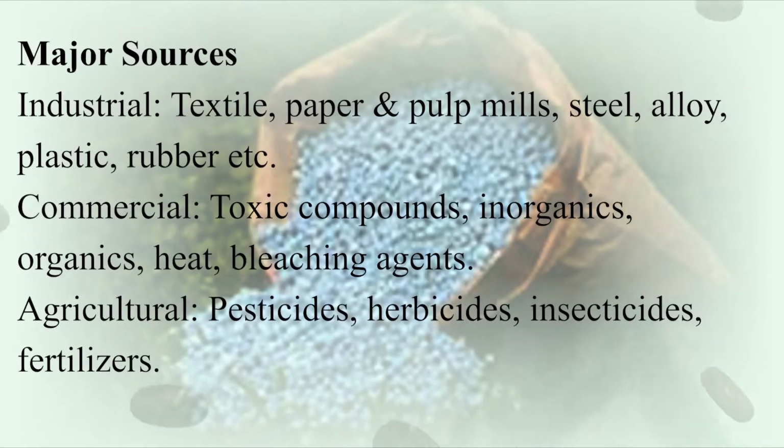The major sources of the pollutants could be various industries like the textile, the tanning industries, the refineries, the alloy, iron and steel. There are various industries from where the pollutants can enter the environment. Then we have commercial places where toxic compounds, bleaching agents, organics, heat, inorganics, all this could be liberated to the ecosystems. Then in the agricultural sector, we have indiscriminate use of pesticides, herbicides, insecticides, fertilizers. All these are chemical compounds, some containing arsenic, which can cause irreversible health effects and also damage the ecosystem and the functioning of the flora and the fauna living in those systems.